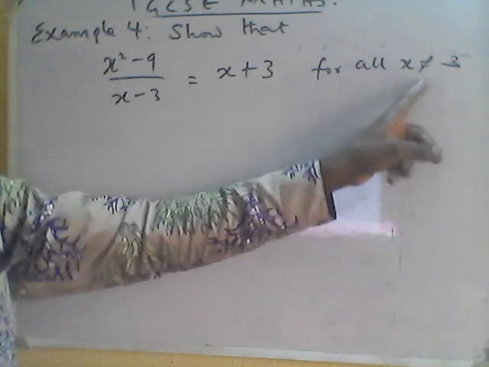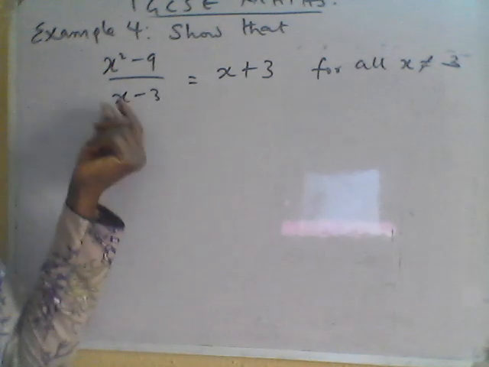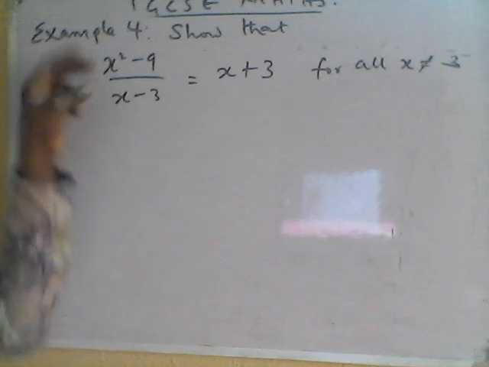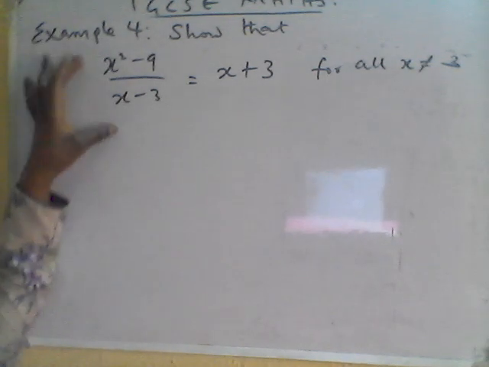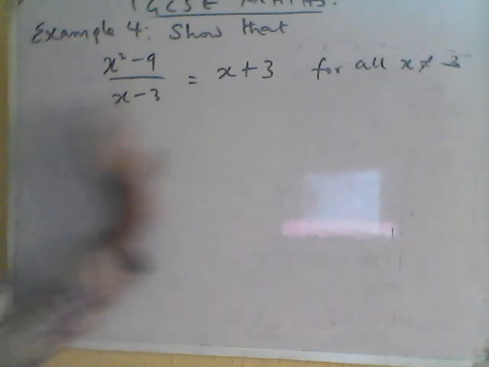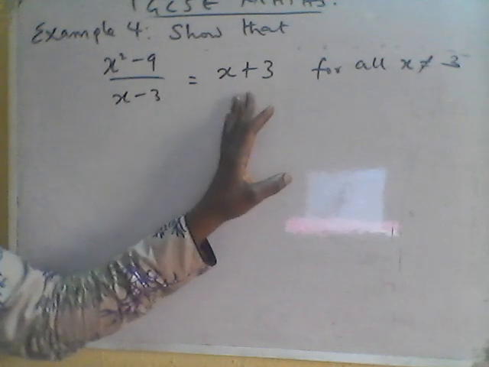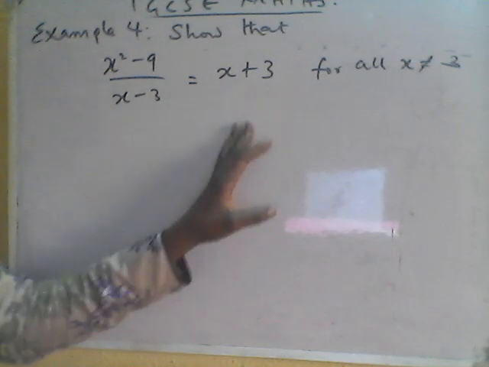If x is equal to 3, the denominator will be 0. And if the denominator is 0, it means that the whole of this expression, whatever I have here divided by 0, will give me indeterminate or infinity. And infinity is not equal to this, obviously, no matter what. Okay, so this is the only condition.